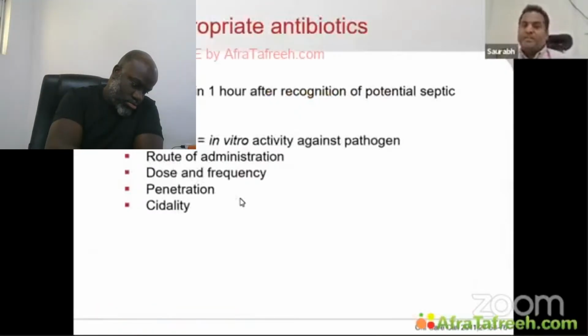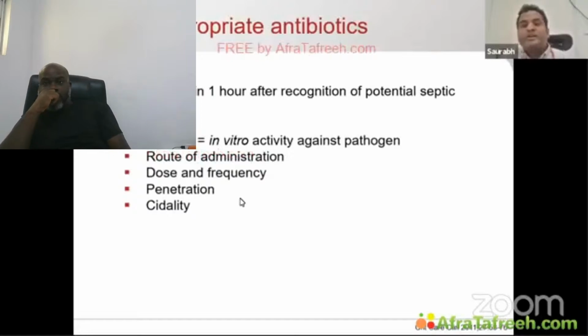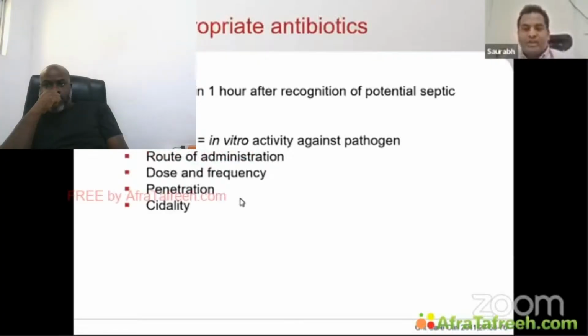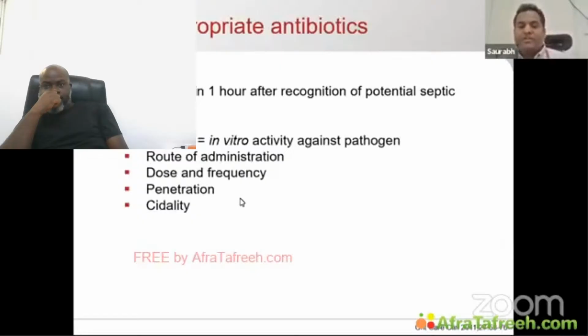So we have seen we need early and appropriate antibiotics. Early means that within 1 hour of recognition of sepsis and shock, we need to give them antibiotics. But another important aspect is we need to understand what is appropriate antibiotic therapy. Appropriate means we need to decide what is the route of administration, whether we need to give them oral or IV antibiotic, what is the dose, what is the frequency, what is the penetration of that antibiotic, and what is the bactericidal or bacteriostatic activity of that antibiotic.